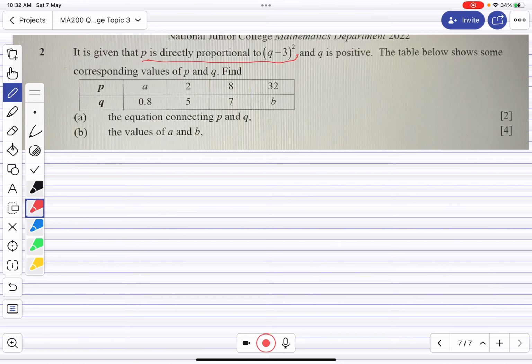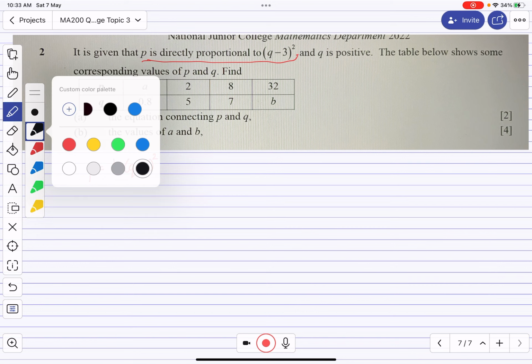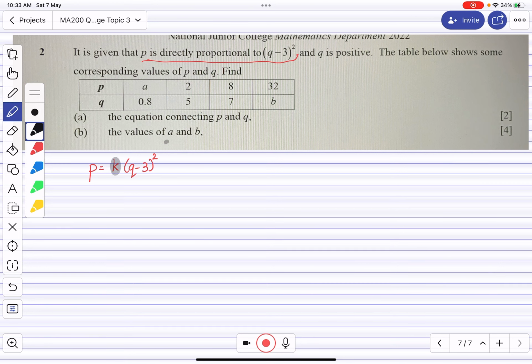Since they have already provided that P is directly proportional, this allows us to write down the equation P equals K times (Q minus 3) squared. Like other questions, we would like to find the value of K, the proportionality constant. That will allow us, just like in the notes, to solve for further values of P and Q, like A and B here.